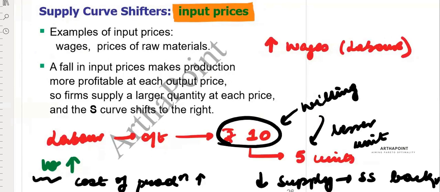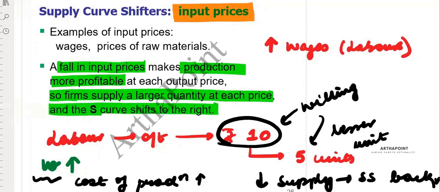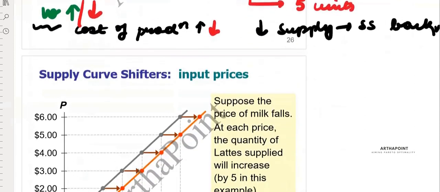Whenever there is a fall in the input prices, now we are taking the opposite case, it makes production more profitable. If it makes production more profitable, then you want to supply a larger quantity at each price. So the supply curve shifts to the right. So just the opposite of this, right? If wages are in fact decreasing, then the cost of production is decreasing, then your profits are increasing, you want to supply more. So let's see here.